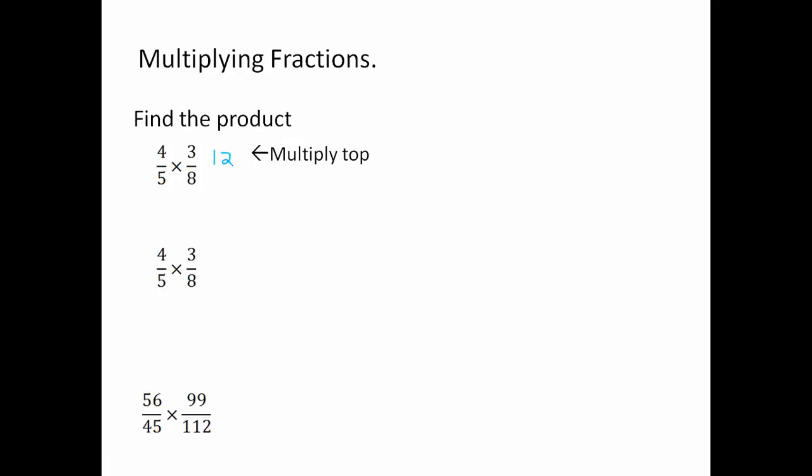Next, I'm going to multiply the two bottom numbers. 5 times 8 gives me 40. I'm going to put that in the denominator, the bottom. I'm just multiplying straight across the top and straight across the bottom.